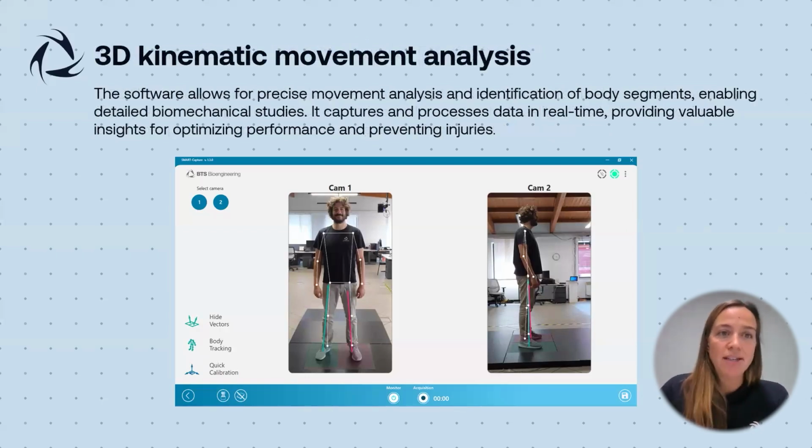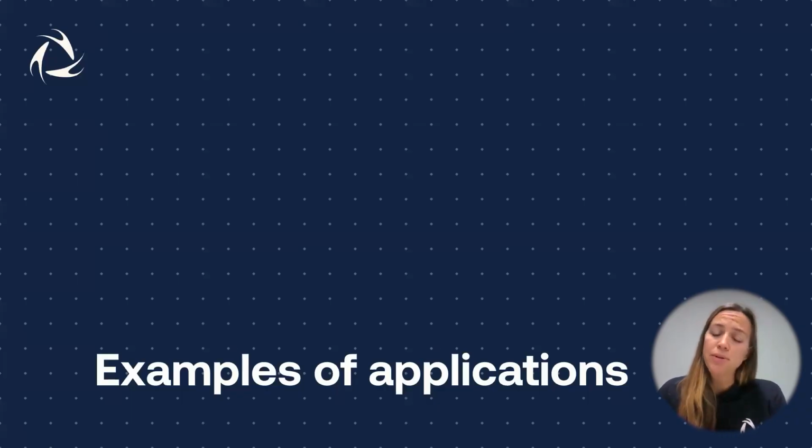And finally, the 3D kinematic movement analysis. The software, of course, allows for precise movement analysis, identification of body segments, enabling detailed biomechanical studies. It can capture and process its data in real time, providing valuable insights for optimizing performance and preventing injuries. Now we will go more deeply into the examples of application.